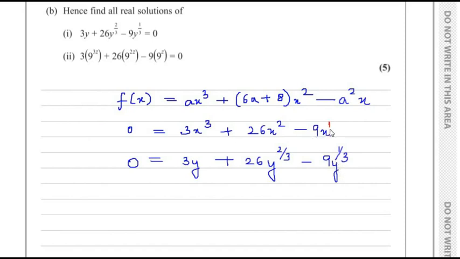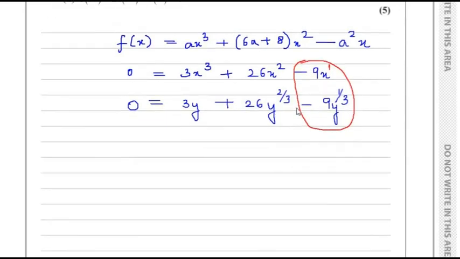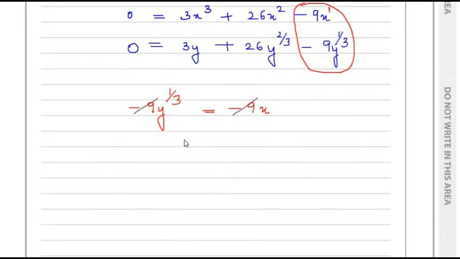So here if it is minus 9x to the power of 1, I'm going to equate it with the term having the same coefficient as negative 9 in the y expression. Looking at it, we can see that these two have the same coefficient, negative 9 and negative 9. So let me equate it and write it as negative 9y to the power of 1 over 3 is equal to negative 9x. Since the coefficients are the same, I can cancel the negative 9 from both sides, and you are left with y to the power of 1 over 3 is equal to x.